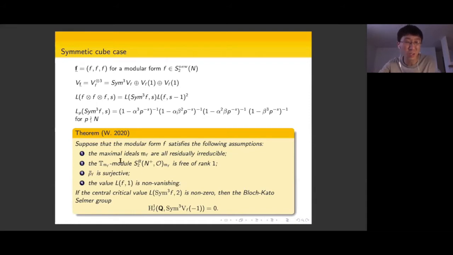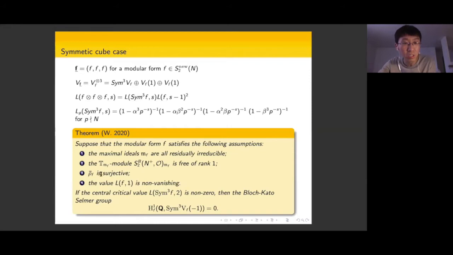This is a quite technical condition. I won't spend too much time on this, but what it really means is that I want to kill the congruence module for this modular form. This condition is referred to as the p-isolated condition in the literature. So let me just say that I want to get rid of the congruence module for F.